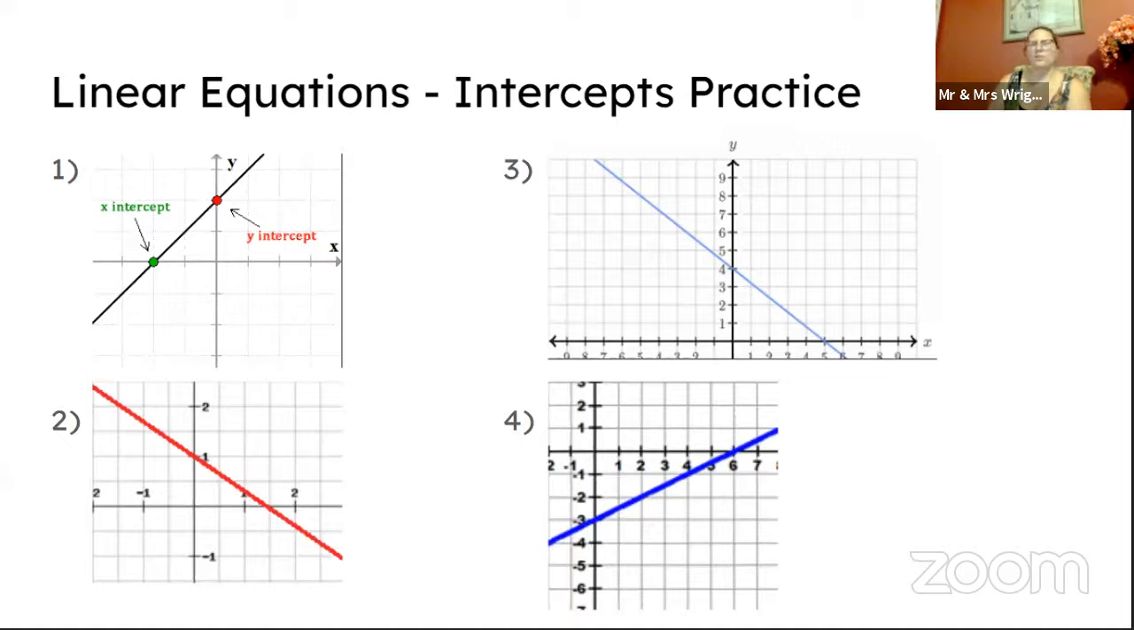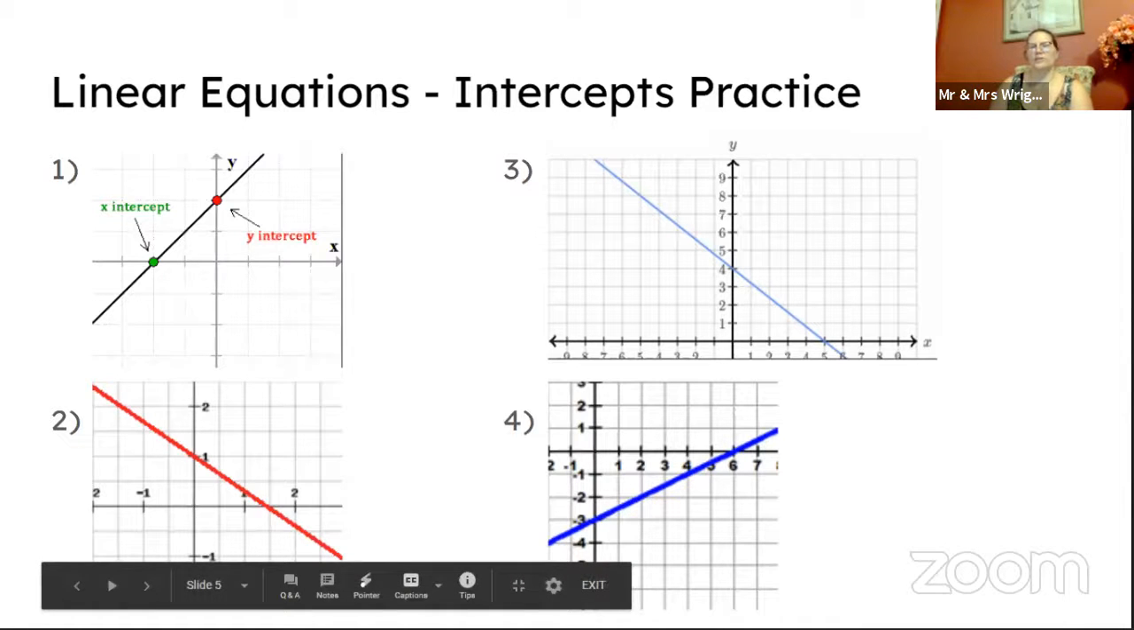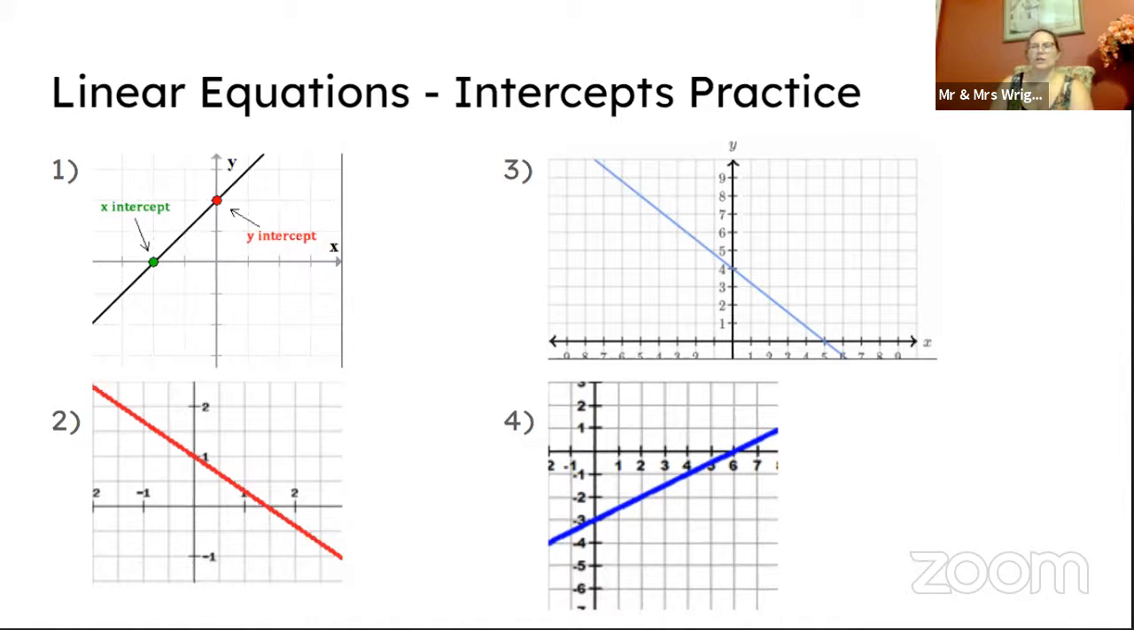So here's some practice for you. You should be able to pause the video and write down the y-intercept and the x-intercept, the ordered pair for each line, each linear function you see graphed here. Unpause when you're ready to review your work.